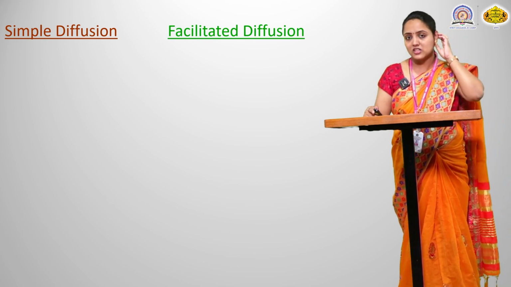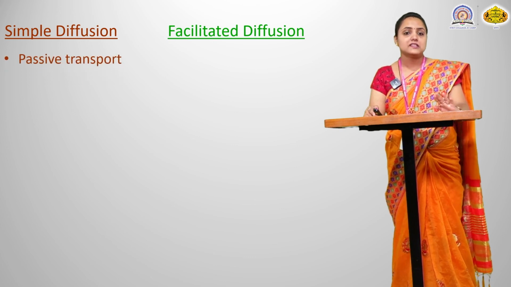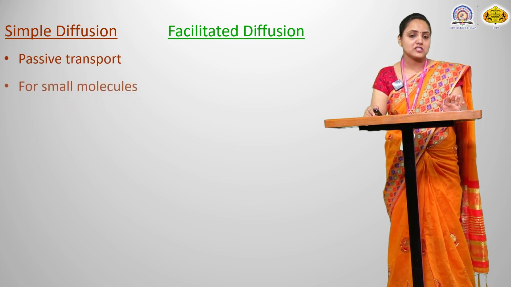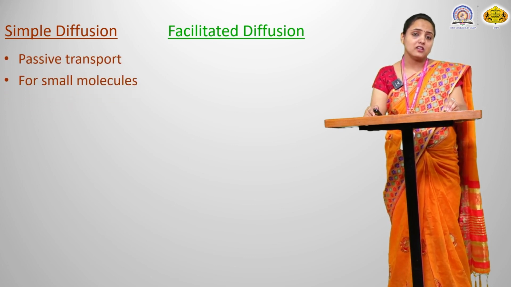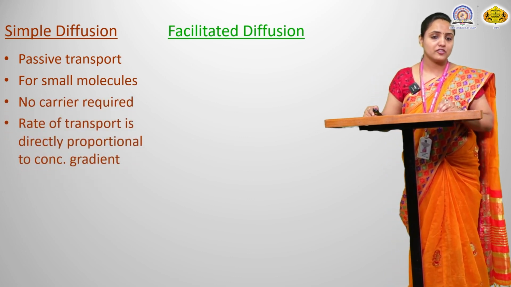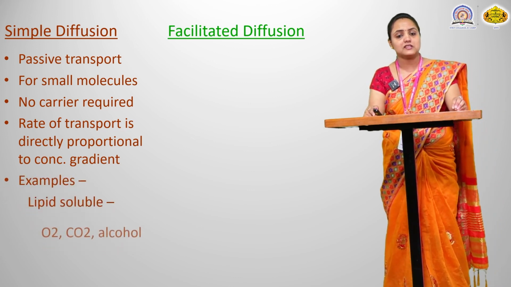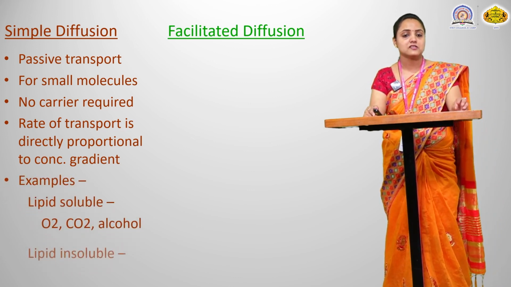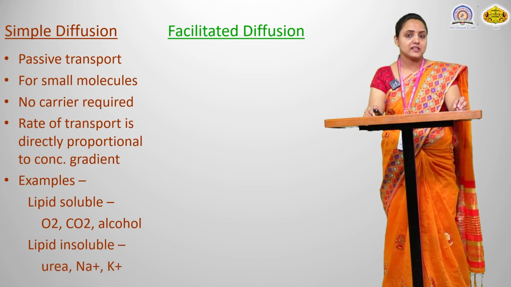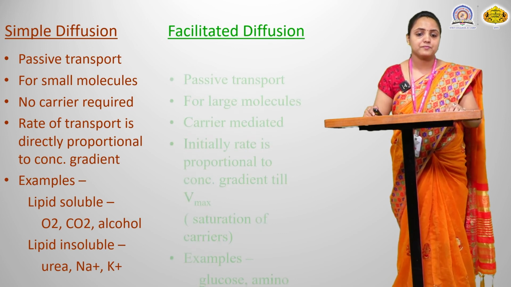Now we are going to see the distinguishing features of simple and facilitated diffusion. Simple diffusion is a passive transport. It only transports small molecules. No carrier is required. The rate of transport is directly proportional to the concentration gradient. Examples are lipid soluble substances, that is the gases, and lipid insoluble substances like urea, which are polar but small molecules.